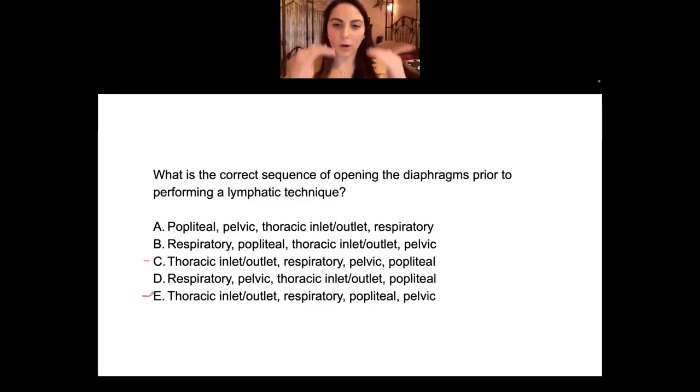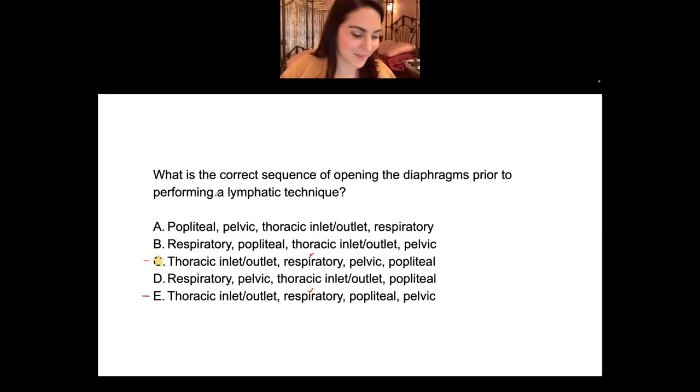And then you just go in order of what comes next. So what comes next? The respiratory diaphragm. Great. So we're still on C and E. All right, so C and E, they differ between pelvic and popliteal. Remember, the pelvic is where the pelvic bones are, so your hips, basically. And then the popliteal, that's down in your leg. So this one would be C, because that's just going down the proper order.